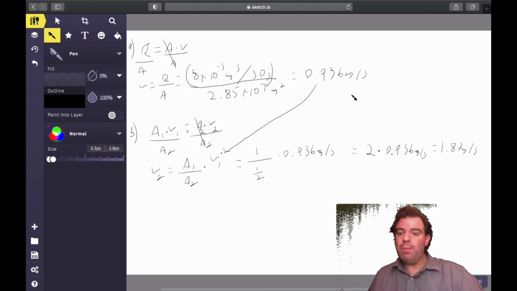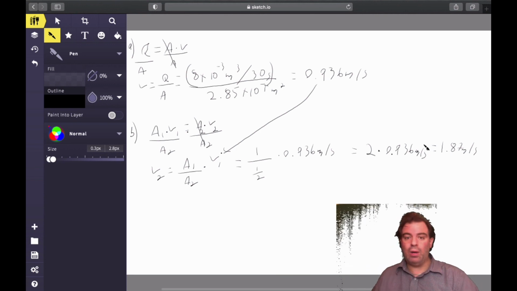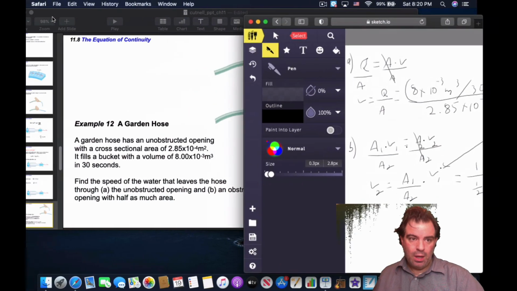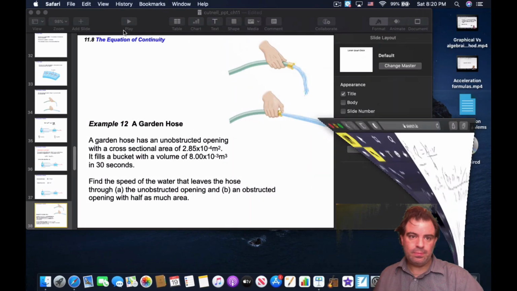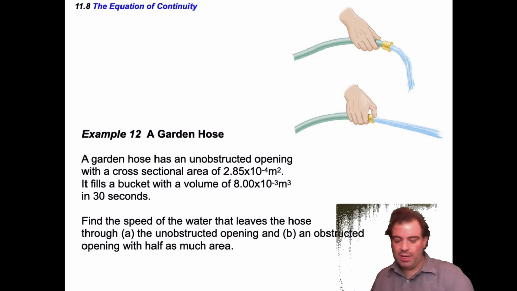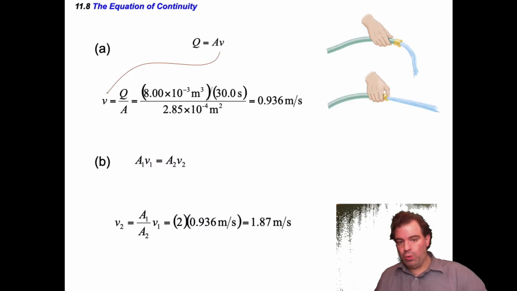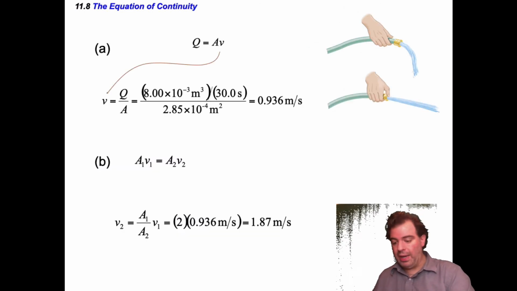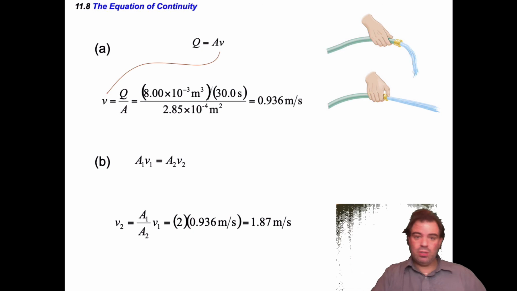So as you can see, 0.936 and 1.87. We go back to our presentation and check this out. It should be just that. A is 0.936 and B is 1.87 meters per second.